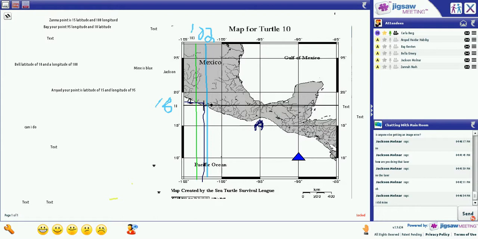Okay, now this tracking is very important for scientists because they are following where this sea turtle or whatever animal they are tracking is going. Who would like to do another one? I don't know who wrote that. I can't tell who writes. Yes, I can put another one up there for you, Jackson.